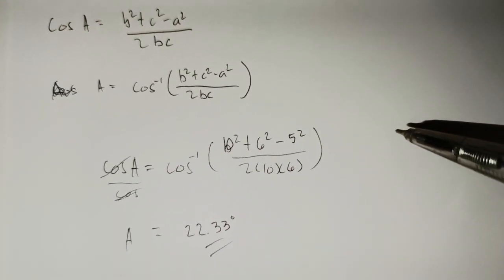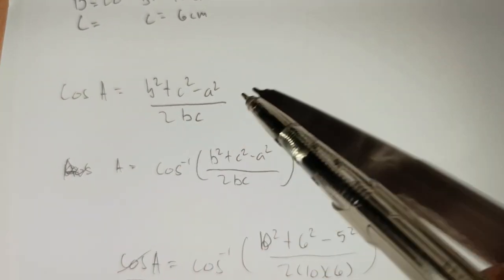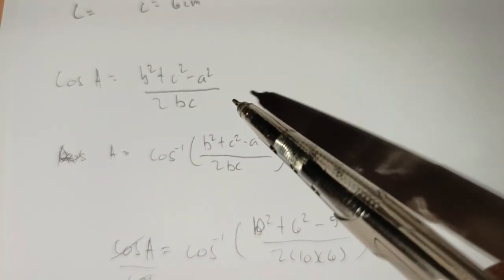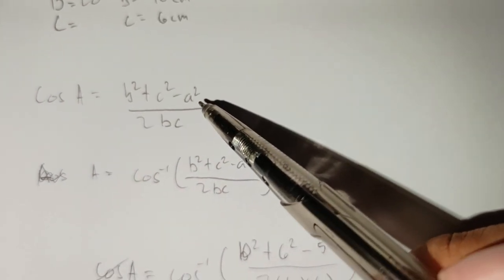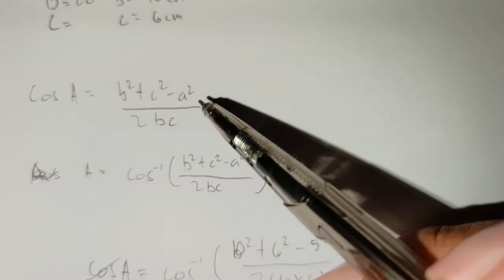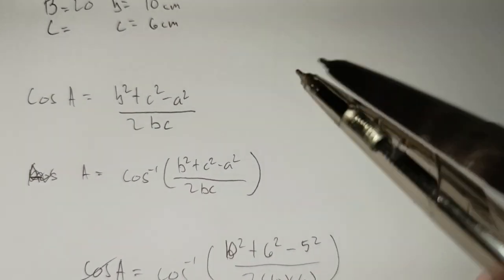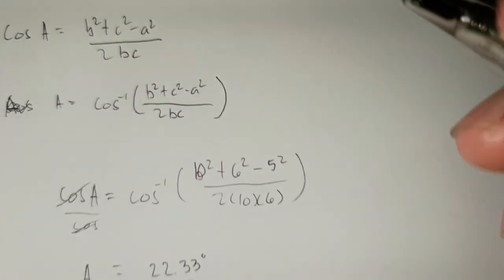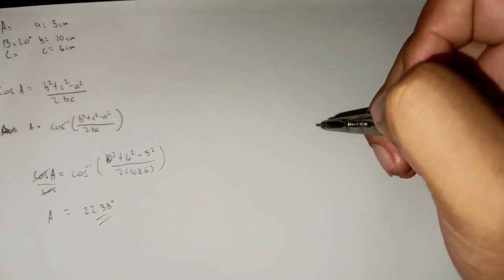And if you're looking for the C angle, you also need to use this kind of formula. But you need to change this A to C, using c squared, since we are finding the C angle. And that's for the law of cosines. And thank you for listening. And yeah, God bless you all.